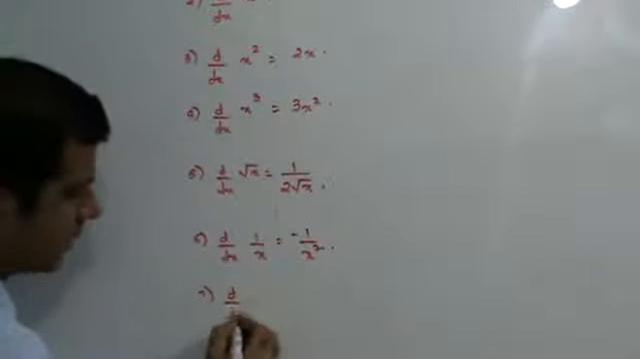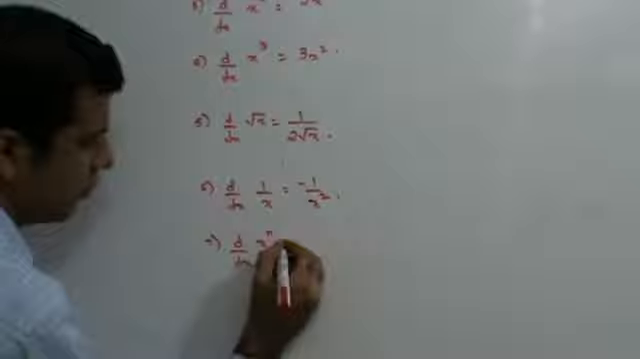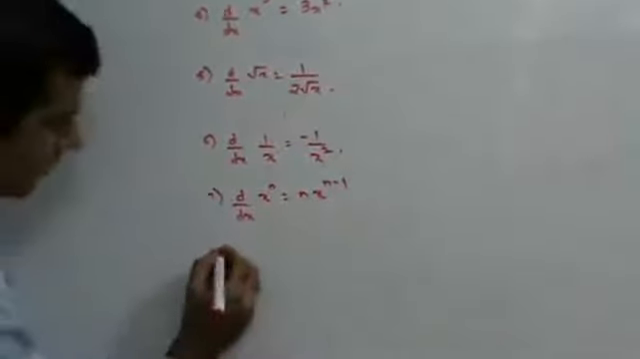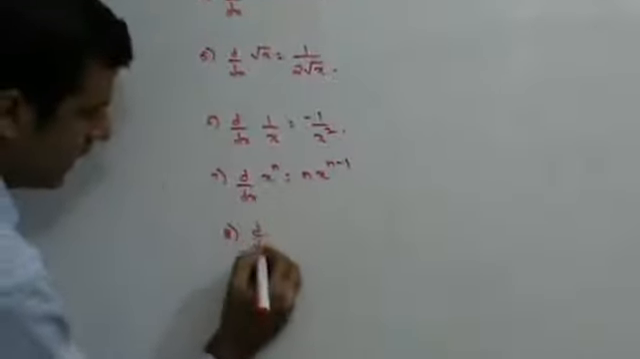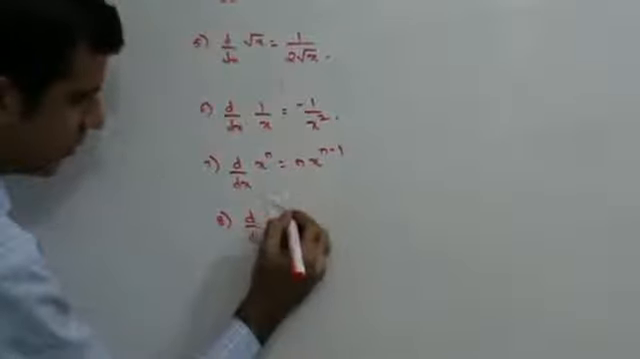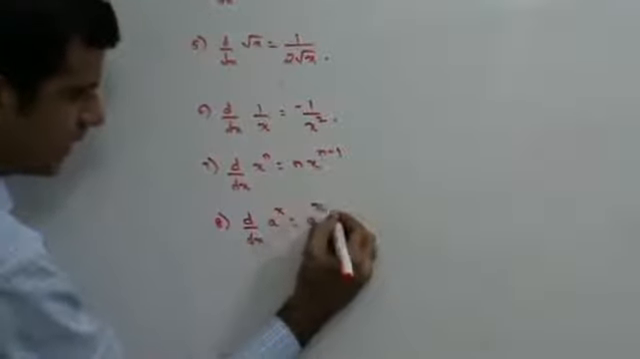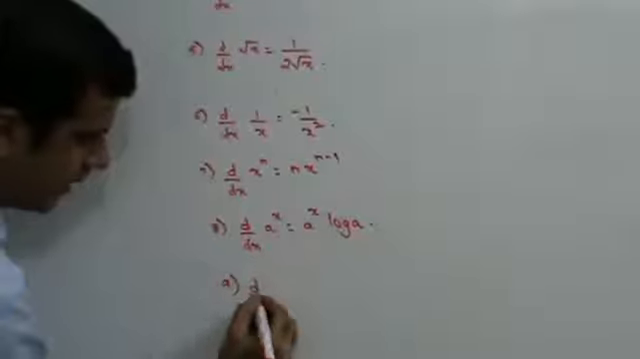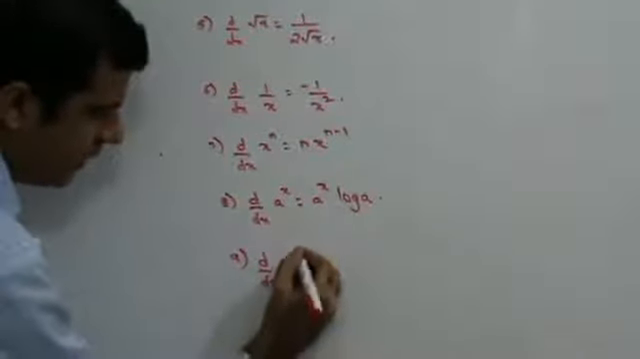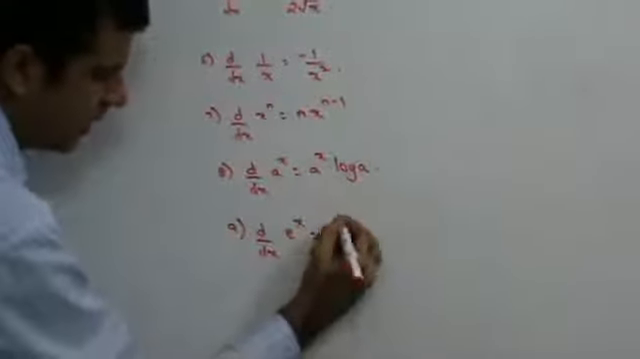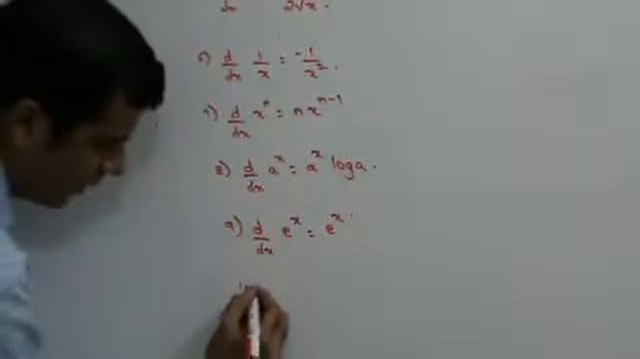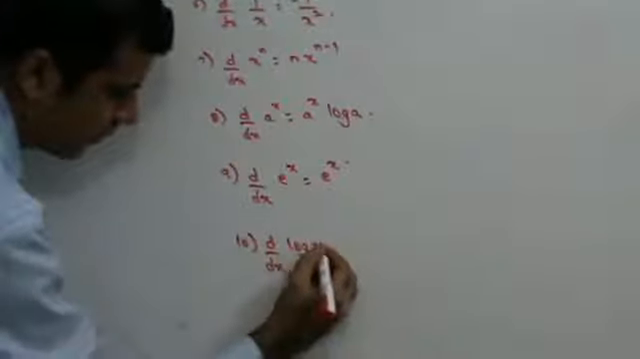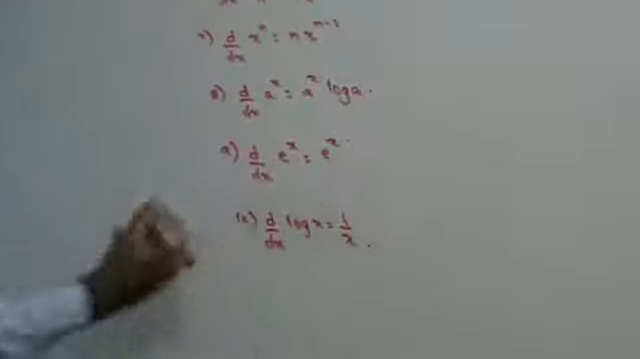D by dx of x raised to n is n x raised to n minus 1. D by dx of a raised to x is a raised to x log a. D by dx of e raised to x is e raised to x. D by dx of log x is 1 upon x.